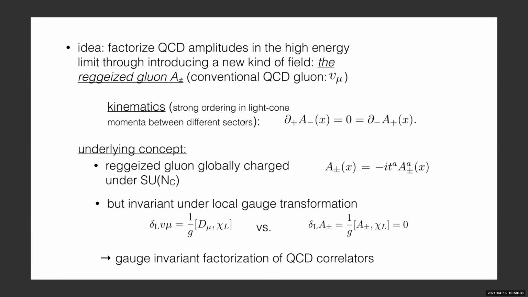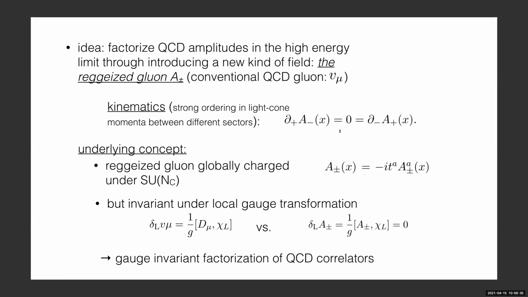And so the basic idea of this formalism is to factorize QCD amplitudes in the high-energy limit through introducing a new kind of field, a new kind of degree of freedom, the so-called Reggeized gluon. In this context it is denoted by A plus and A minus, so that's another Reggeized gluon field. The conventional gluon field would then be the v field. This Reggeized gluon field is then subject to the following kinematic constraint.